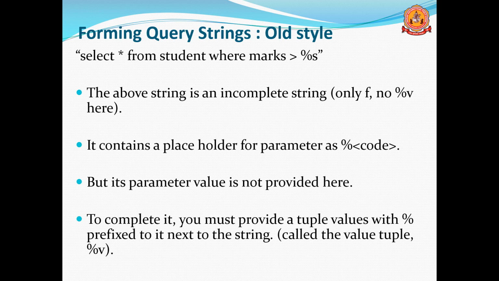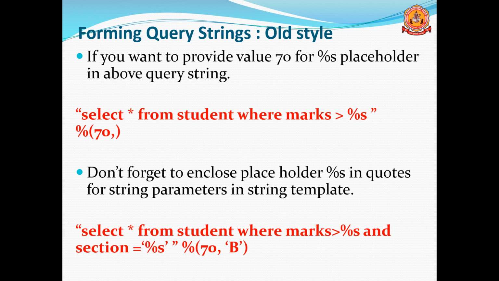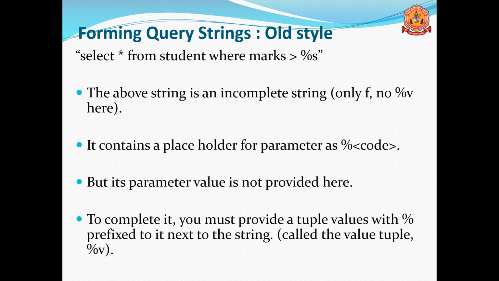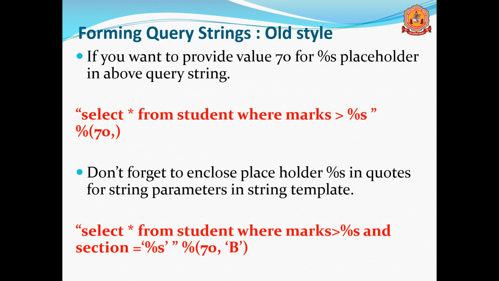Tuples you should provide. That is called tuple value, or tuple v. V means that it is a tuple value, so that we should provide after this one. If you want to provide the value of 70 for the %s placeholder in the above query string, as in the first example, then we can use the string like this: select * from student where marks greater than %s, that is one query.